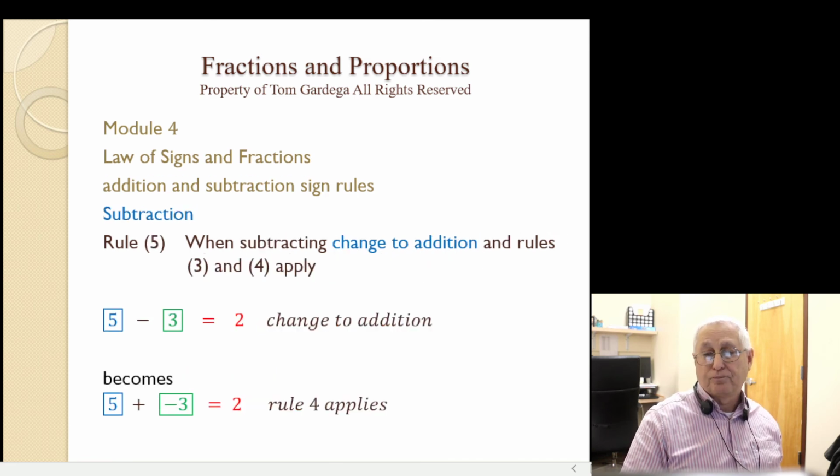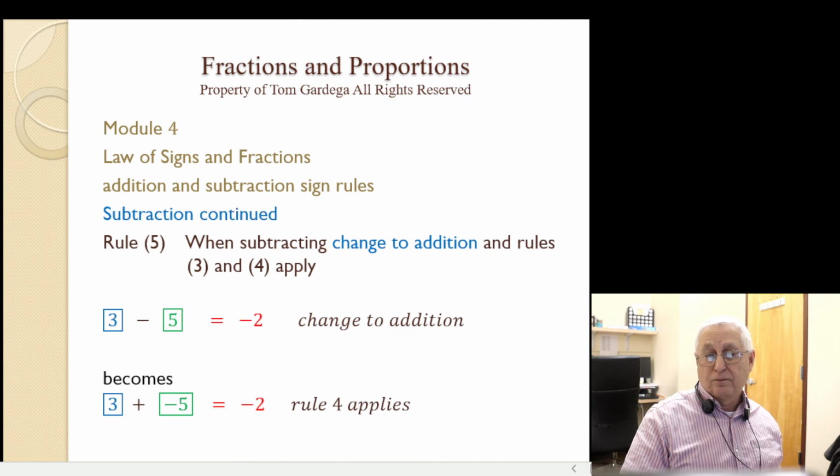When subtracting, change to addition, and rules 3 and 4 apply. For example, 5 minus 3 equals 2. We can change this to 5 plus minus 3. We're going to subtract the smaller from the larger, which gives us 2, and we're going to keep the sign of the larger. Positive 2. Rule 4 applies.